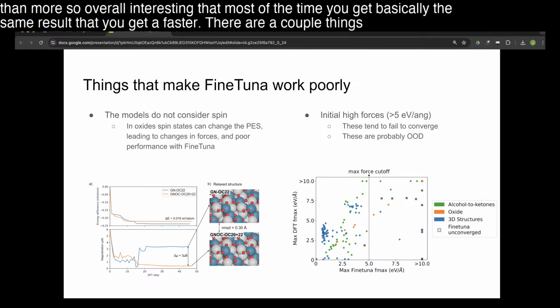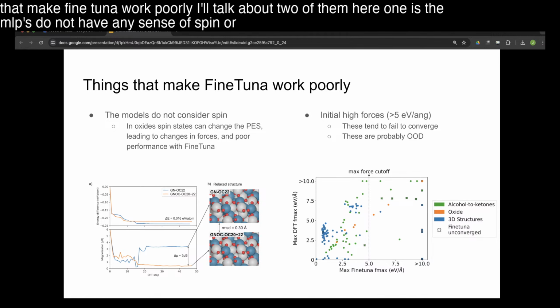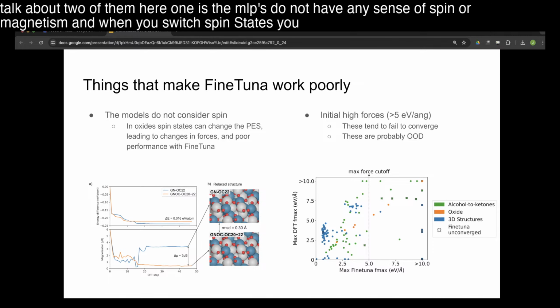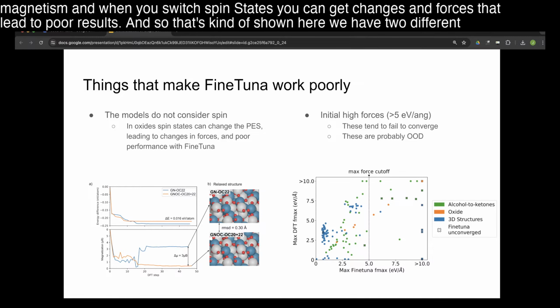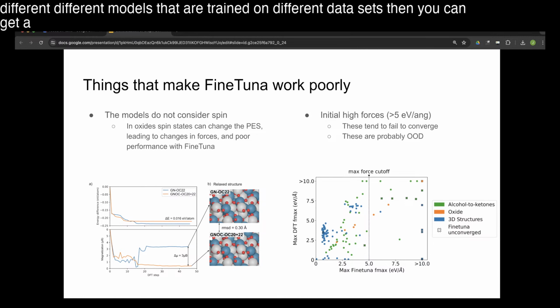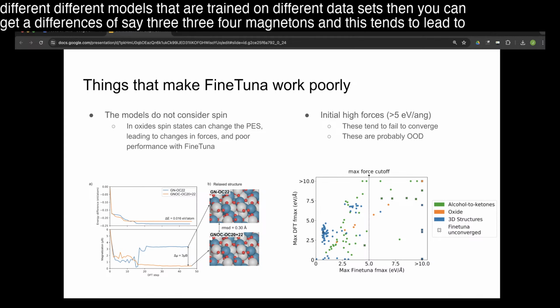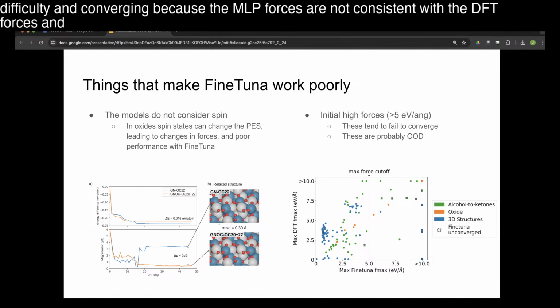There are a couple things that we learned that make fine-tuner work poorly. I'll talk about two of them here. One is the MLPs do not have any sense of spin or magnetism. And when you switch spin states, you can get changes in forces that lead to poor results. That's shown here. We have two different approaches if we use different models that are trained on different data sets. Then you can get differences of, say, three Bohr magnetons. And this tends to lead to difficulty in converging because the MLP forces are not consistent with the DFT forces, and you can run into some trouble there.